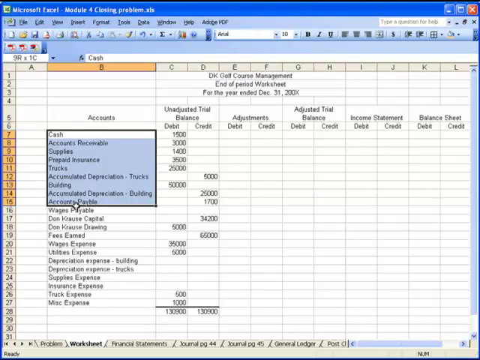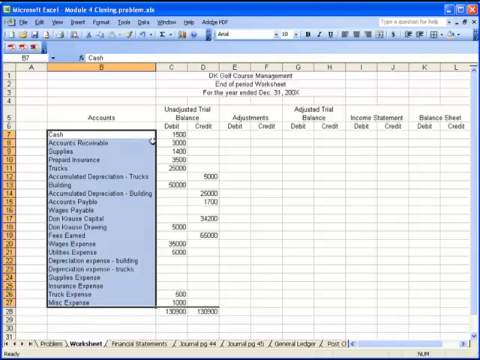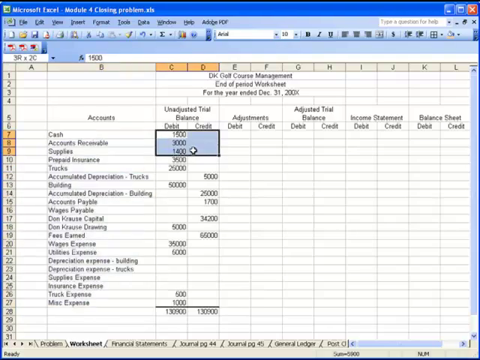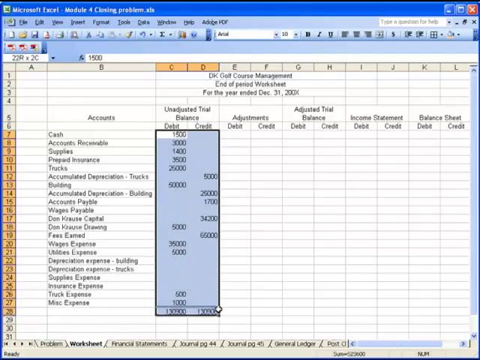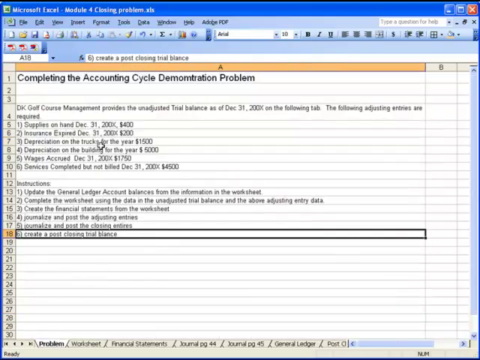We have all the accounts that are valid accounts for this particular company listed in numerical order from our general ledger. We notice that those accounts that have balances to them are shown here, and we have our total debits of $130,900 and our total credits of $130,900, and we have all the information we need to complete the worksheet along with the information we have here for our adjusting entries.